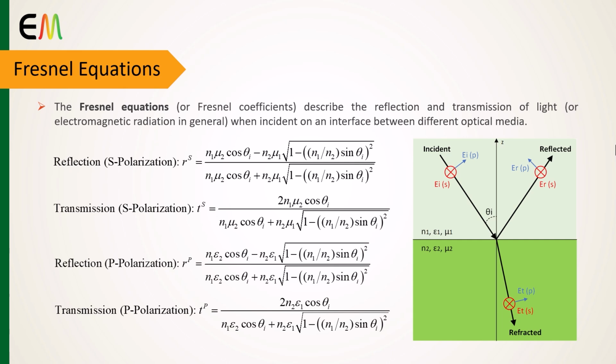The media are assumed to be linear, homogeneous, and isotropic with refractive indices n1 and n2, permittivity ε1 and ε2, and permeability μ1 and μ2. θi is the incident angle and also the electric fields of the incident, reflected, and refracted waves are labeled as Ei, Er, and Et respectively.